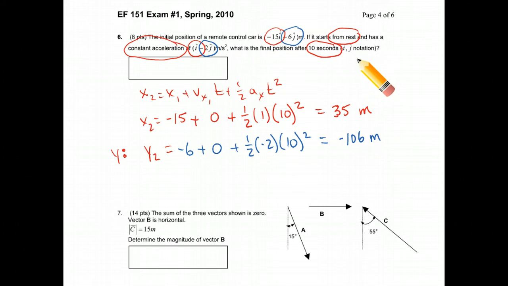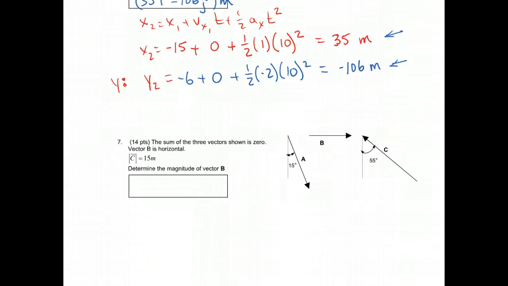So now my final position: there's my final x, there's my final y, and so I would write that as 35i minus 106j meters. Still have to have units. That gives us the final position: 35 in x, 106 in a negative y.